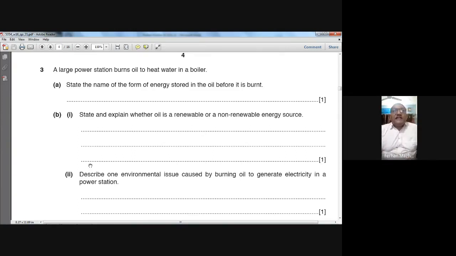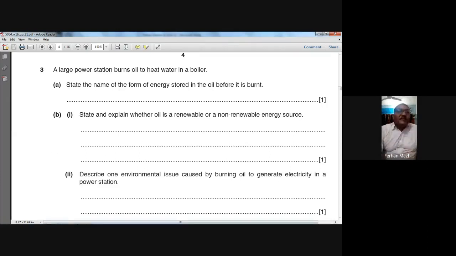B, first part is, state and explain whether oil is a renewable or non-renewable energy source. Oil is a non-renewable energy source. The reason is that once all the sources of oil are exhausted, we will not be able to reproduce it. Oil cannot be replenished. With the passage of time, it will run out and we cannot reproduce it.